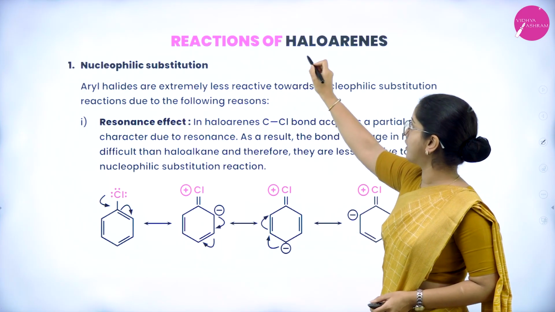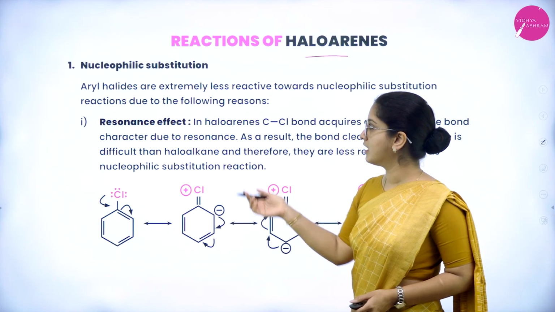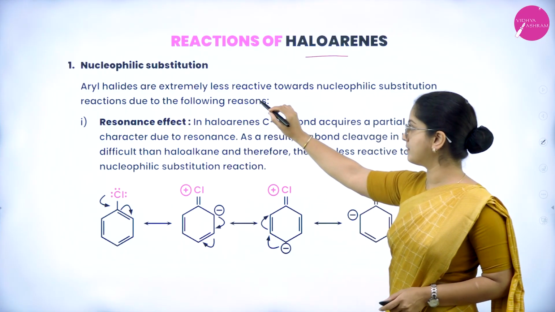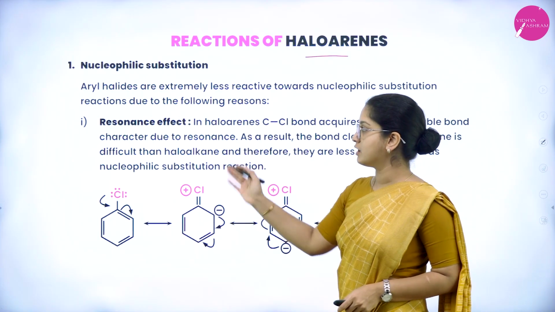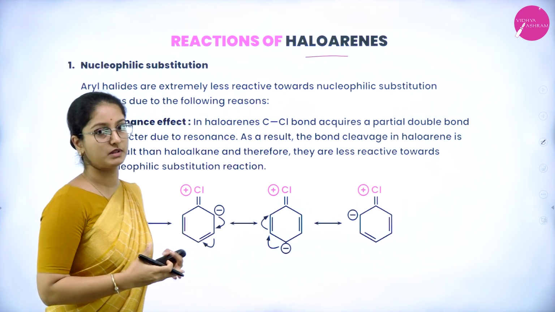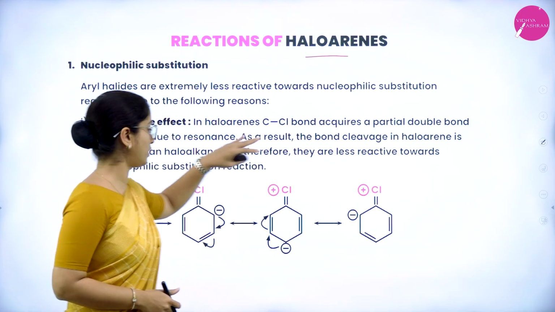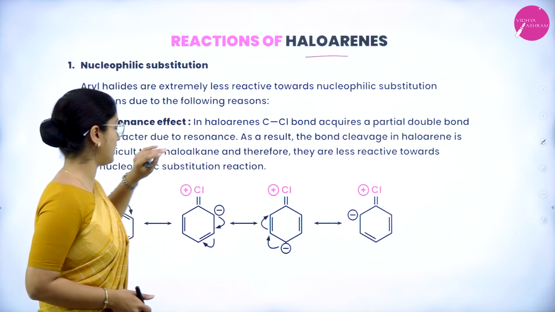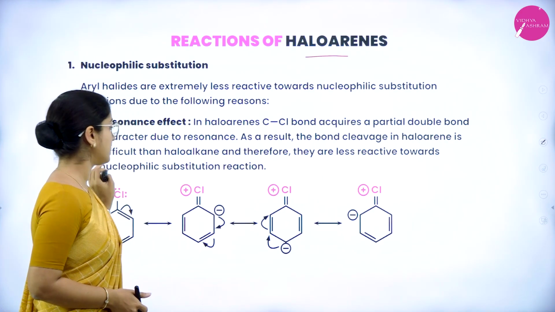Next is reactions of haloarenes. So how are they going to react with other molecules or substances? In that, the first one is nucleophilic substitution reaction. Aryl halides are extremely less reactive towards nucleophilic substitution reaction due to the following reasons. The first reason is the resonance effect. We have been studying it in the previous chapters also. In haloarenes, the C-Cl bond acquires a partial double bond character due to resonance effect. As a result, bond cleavage in haloarene is more difficult than in haloalkane, and therefore they are less reactive towards nucleophilic substitution reaction.